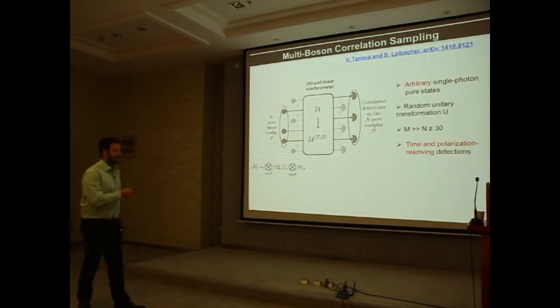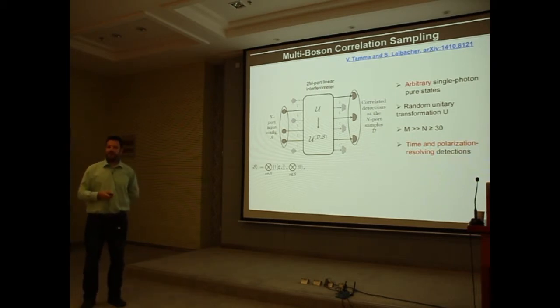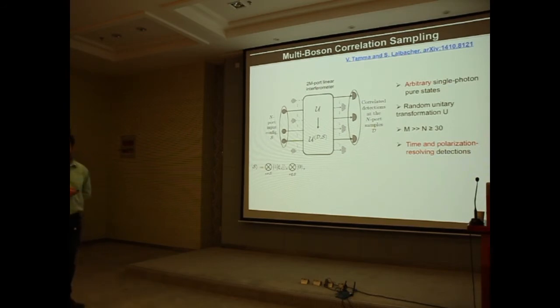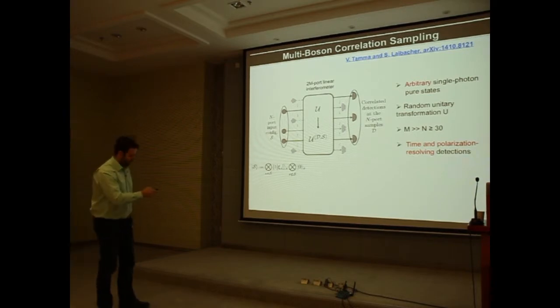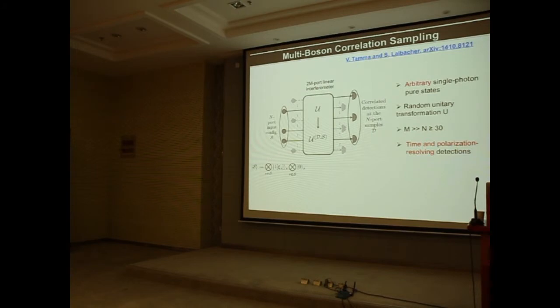What about considering the actual experimental case that Andrew liked, arbitrary single photon pure states? And why not, at this point, instead of throwing out the information about what time the photons are detected and the polarization that we are detecting, take that into account. So that leads us to a more general problem, what we call multi-boson correlation sampling, in which we are not only sampling, like in the case of Aaronson, over the output channels where the detector occurs, but also on the time where the detector can click. We don't know when the detector is going to click, so all the possible times are possible. Is it possible also to sample over the time and the polarization?